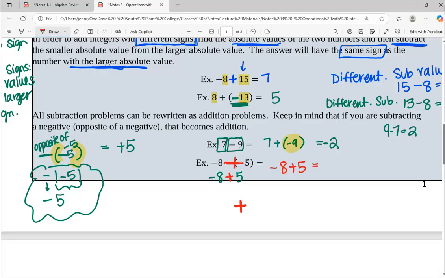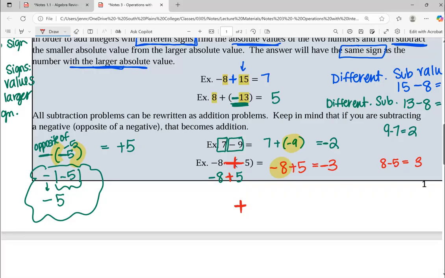Once I have simplified that, those double negatives turn positive. Now I can say, once again, I have different signs. So let me subtract my digits, giving me 3. And I keep the sign of the larger value, which in this case is negative.